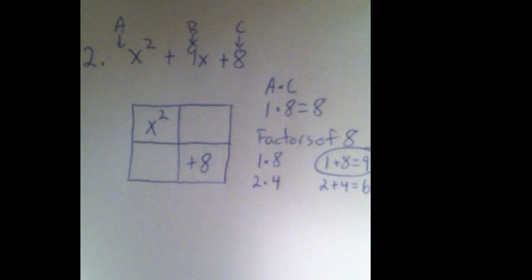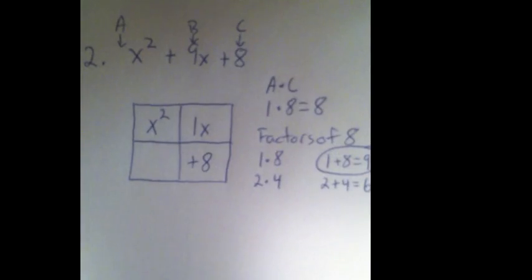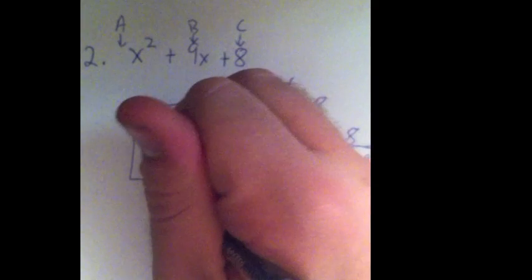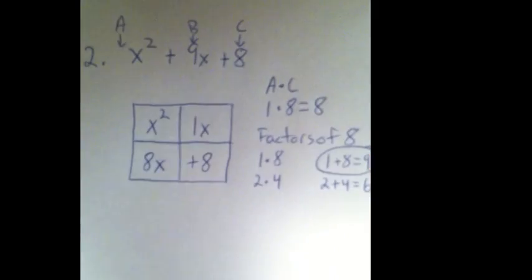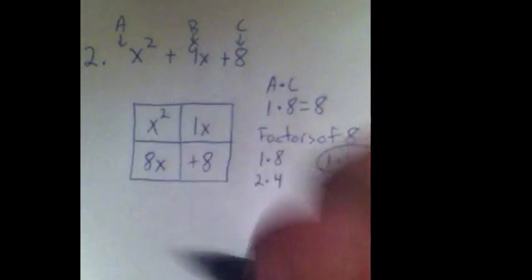So what we're going to do is we're going to take our 1 and our 8 and we're going to throw x's on the end of them and we're going to put them in our last remaining boxes. Doesn't matter what order you put them in as long as you have both of them in the remaining boxes. So 1x and 8x. Now we need to find the common factors.